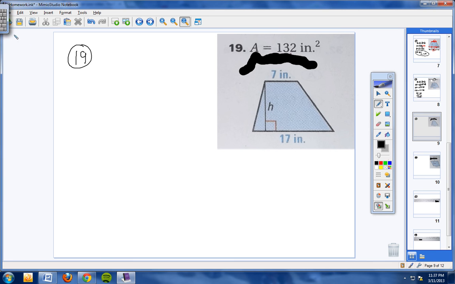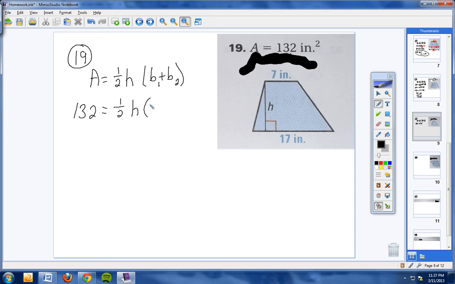Again, we have our formula right here, and so with that in mind, for the area, I'm going to substitute 132. For the height, that's what I'm looking for, so I'm not going to put anything. I'm just going to leave it at h. And then base plus base, I'm going to put 24, students, because one base is 7, the other base is 17. Add them together and you get 24.